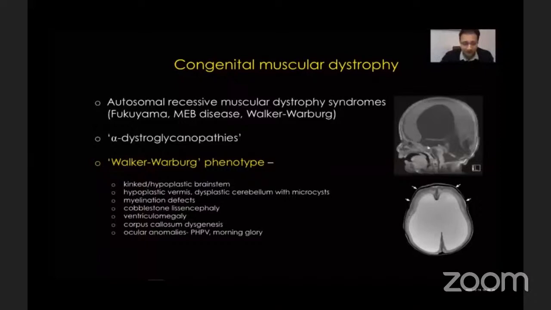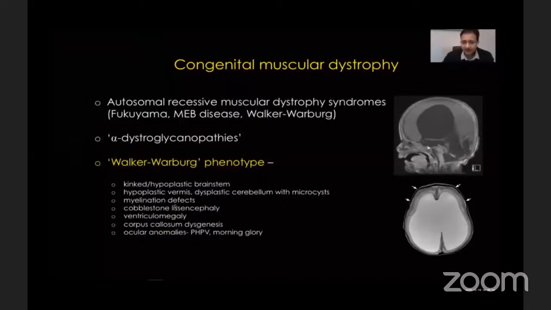On imaging, you may not be able to make the diagnosis of a specific subtype, and you can call this a Walker-Warburg phenotype, or you can call it alpha dystroglycanopathy. The characteristic imaging features, as we saw in this case, include a kinked and hypoplastic brainstem, hypoplastic cerebellum, with dysplastic cerebellar parenchyma, often with microcysts.